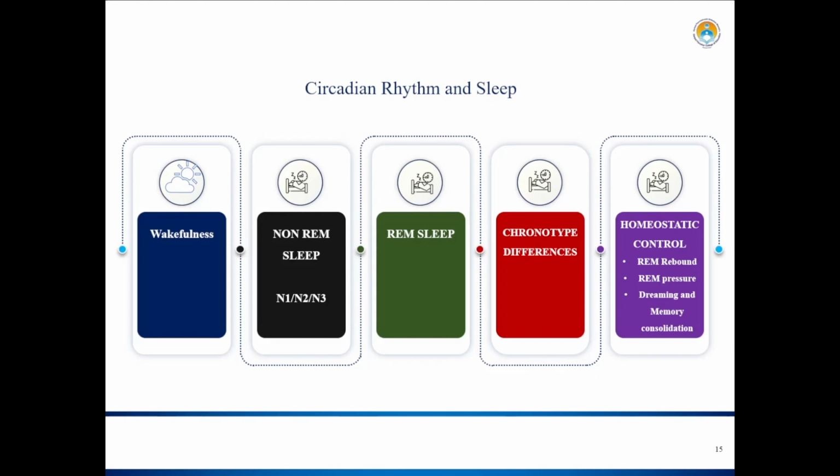REM pressure is the accumulation of need for REM sleep. This happens if we do not follow the REM cycle or the circadian rhythm properly. So REM pressure is one of the homeostatic mechanisms that ensures that we have enough REM sleep. Dreaming and memory consolidation: REM is associated with dreams, emotions, and memory. Thus, homeostatic control of REM ensures that the brain has enough opportunities to process emotions and to consolidate memories.